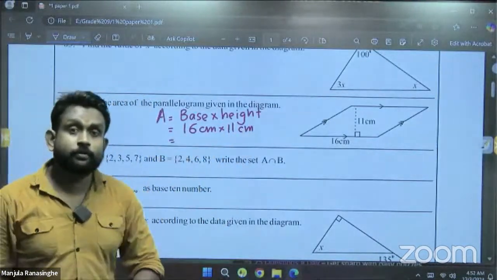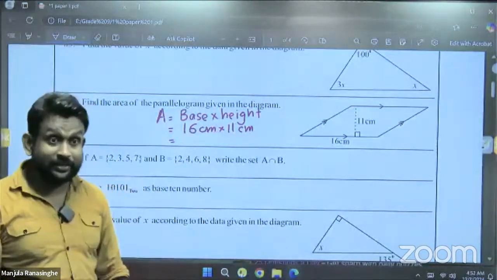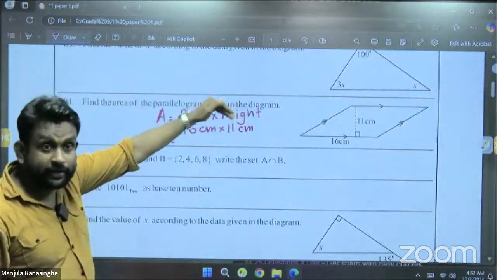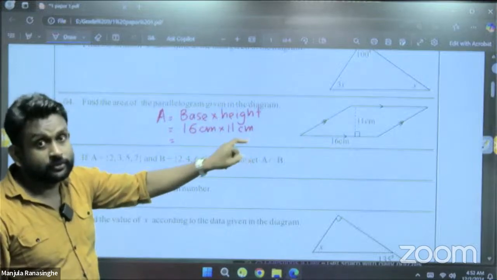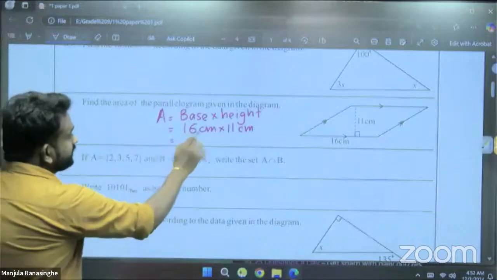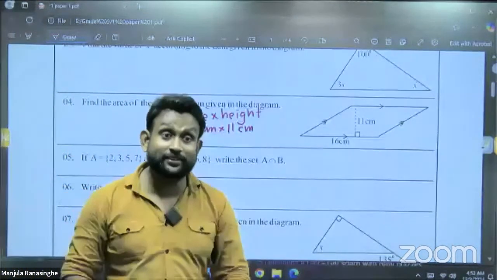So everyone write the steps. Without steps, don't move to the final answer. Although you didn't mention base into height, at least you can apply this step, 16 into 11. Base into height, the multiplication should be indicated. Then 16 multiplied by 11. You know there is an easy trick for multiplication by 11.